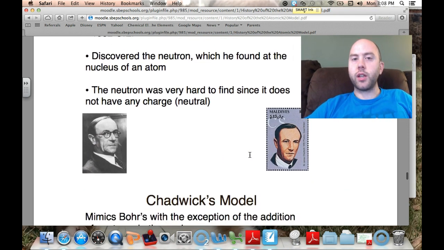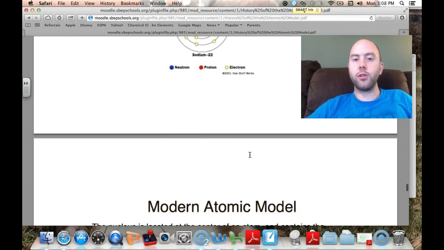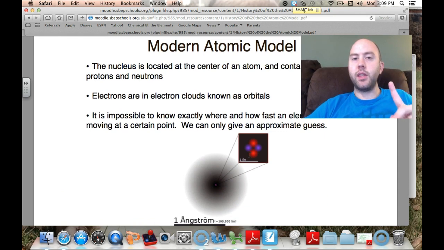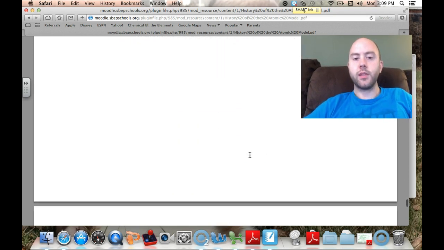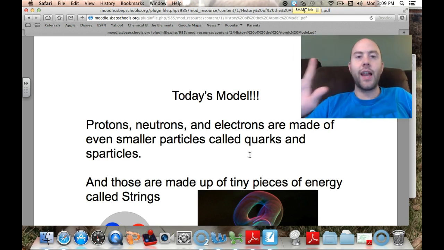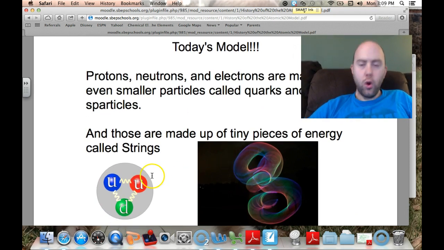1932, James Chadwick discovers the neutron in the nucleus, which again still looks like Bohr's model. Today, we still have the nucleus of protons and neutrons, except now we don't have energy levels. Now we have orbitals and electron clouds, and there's an approximate guess as to where the electrons are. And then today, we have even smaller pieces called quarks and sparticles, and even smaller, the smallest piece of an atom of anything called strings. And that's everything. Whew, 20 minutes.